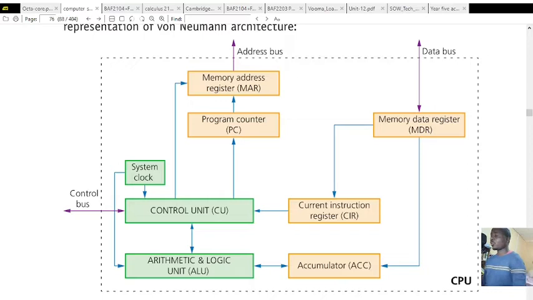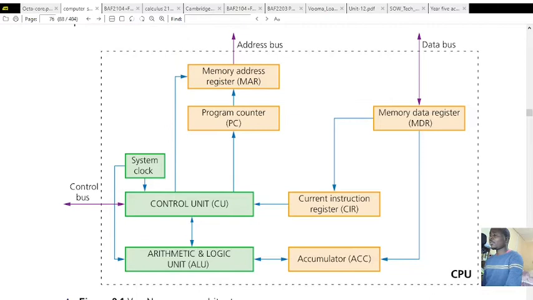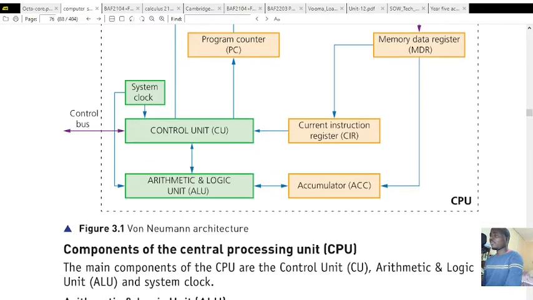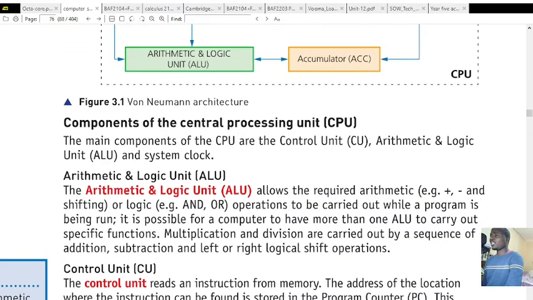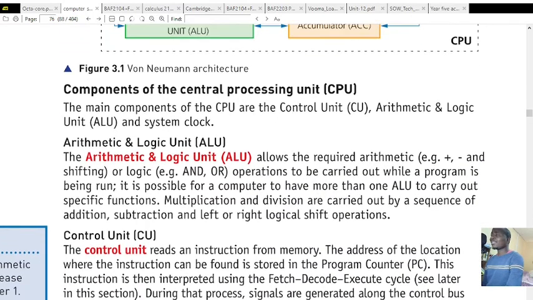Let's move on to the basic components of the central processing unit. We have the basic components of the central processing unit. So as it is, this is not all about a central processing unit. There is a lot of information, a lot of things to be learned about the central processing unit. What I'm just offering you is just a simple understanding of the arithmetic logic unit.